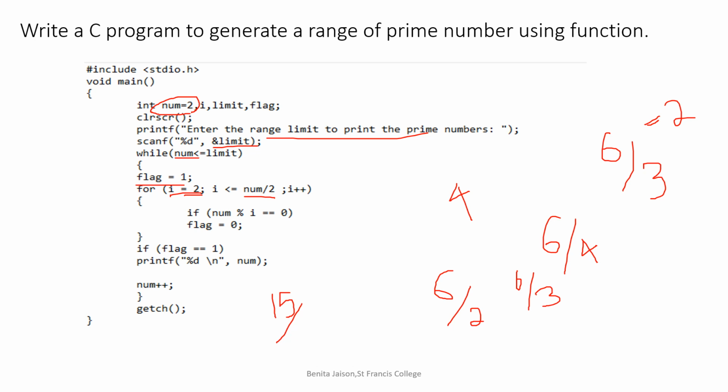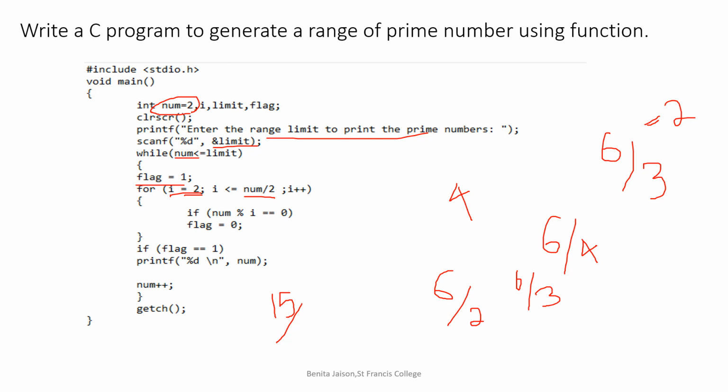And also we are checking only up to half of the number, like if it is 16, then we will be checking only up to 8, right? Num by 2, that is 16 by 2 is 8. So with this, if I am finding any number which is divisible, then I am setting the flag to 0. Now after coming out of this for loop, we will be checking if flag is equal to 1. If flag is still equal to 1, that means it was not divisible by any number. Then we are printing that number as a prime number. Then after that we are incrementing the number.